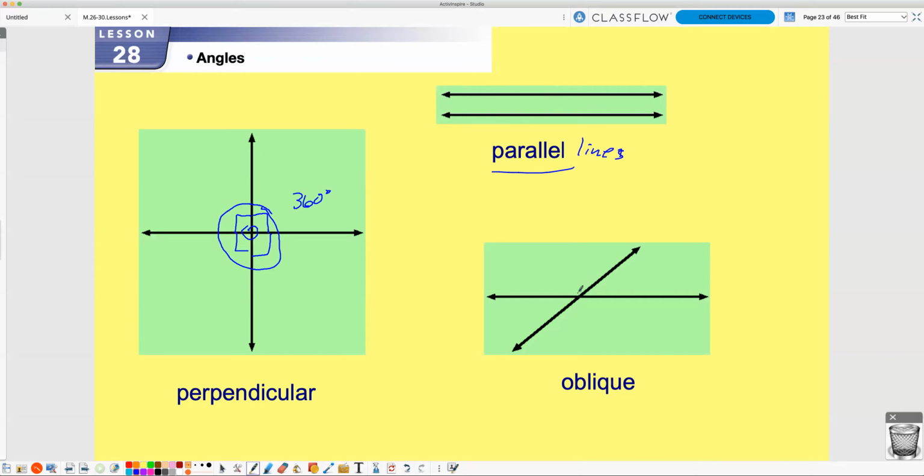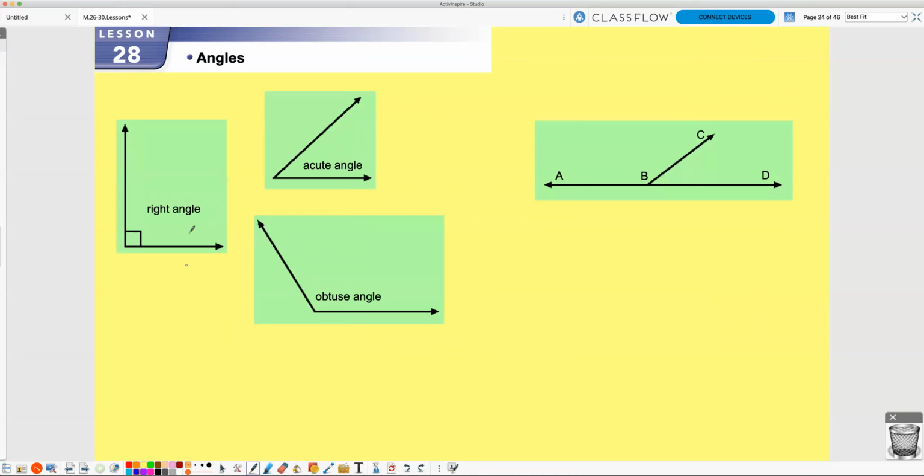These lines here intersect at a vertex, but they're oblique lines because they do not have a 90-degree angle. So there are right angles, acute angles, obtuse angles. If you were to name this angle right here, you would name it angle ABC, or you could name it CBA. That's what this angle could be.